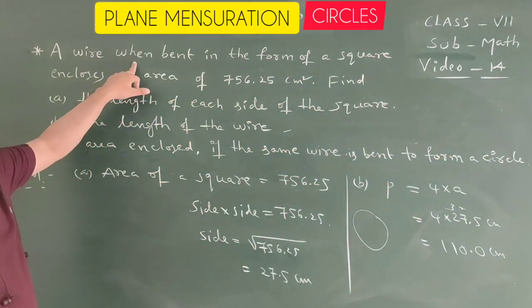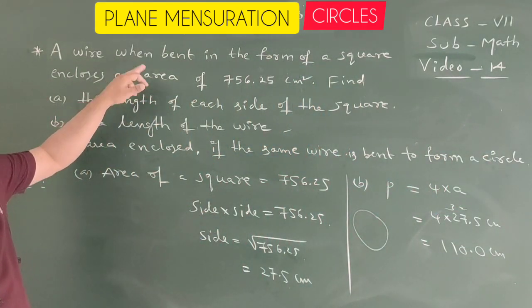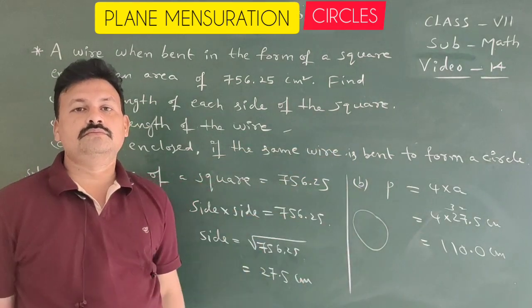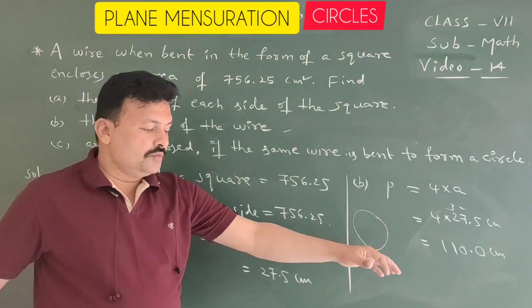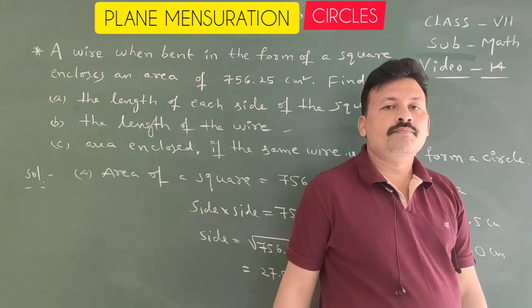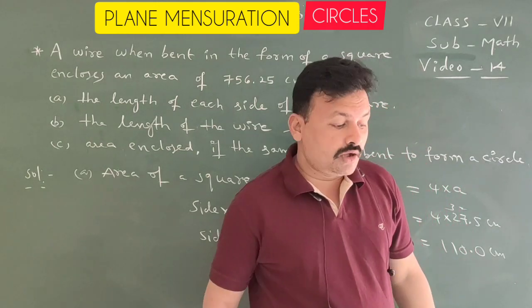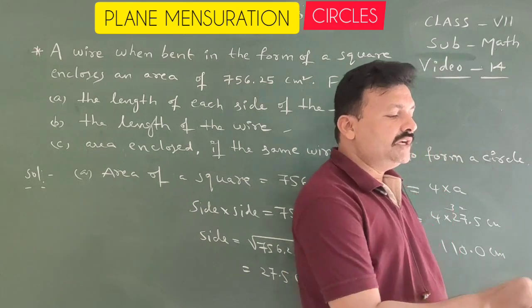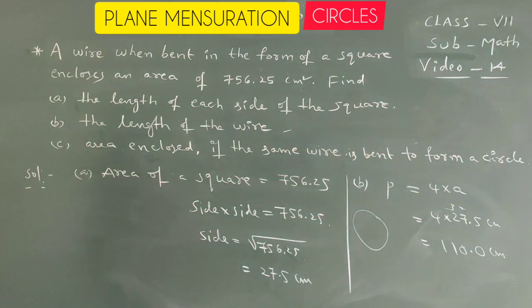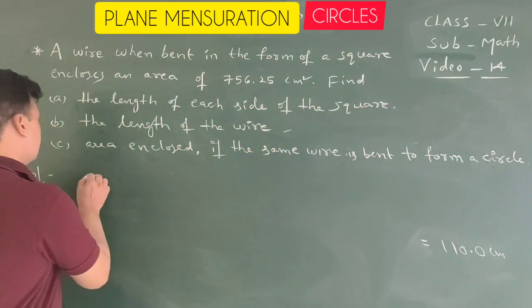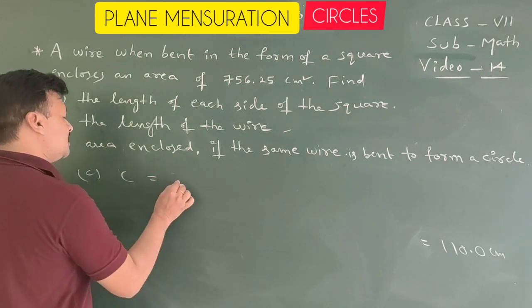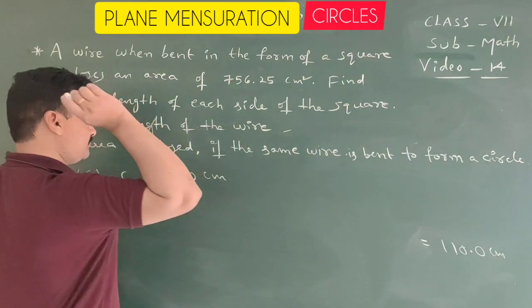The wire is in the shape of a square, they bent it. Afterwards, we extended the wire with the help of the length of the boundary. Now we have the total length of the wire. Now this wire we need to bend in the form of a circle. Now perimeter of square becomes perimeter of circle, that is nothing but circumference of circle. So here circumference of the circle is 110 centimeters.